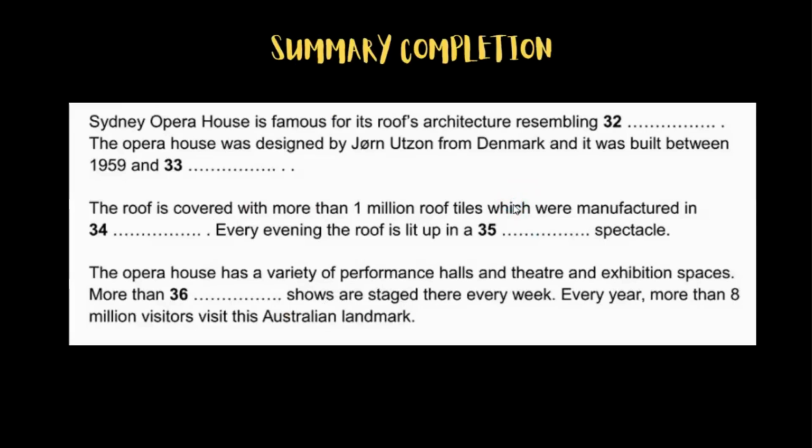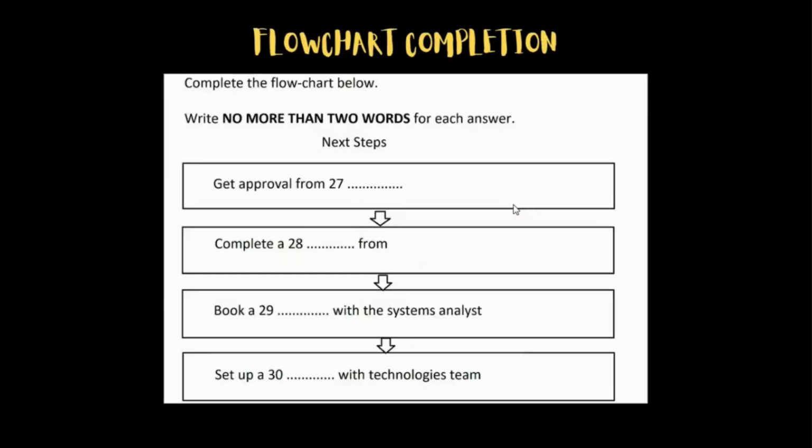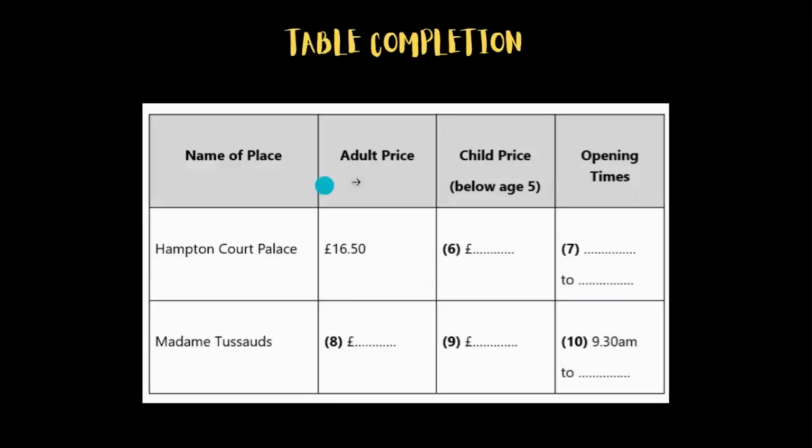Next is summary completion. This is pretty much like sentence completion. I think it would be easy for everyone. Next is flowchart. Flowchart completion is pretty much straightforward as well. It is just the correct answers that they want. For example, get approval from the ministry, get approval from the teacher. So this is how the question types line up.